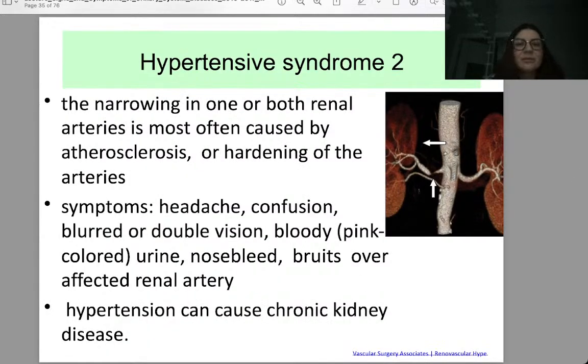The narrowing in one or both renal arteries is most often caused by atherosclerosis or hardening of the arteries. Symptoms include headache, confusion, blurred or double vision, bloody or pink-colored urine, nosebleeds, bruit over the affected renal artery. Hypertension can cause chronic kidney disease.